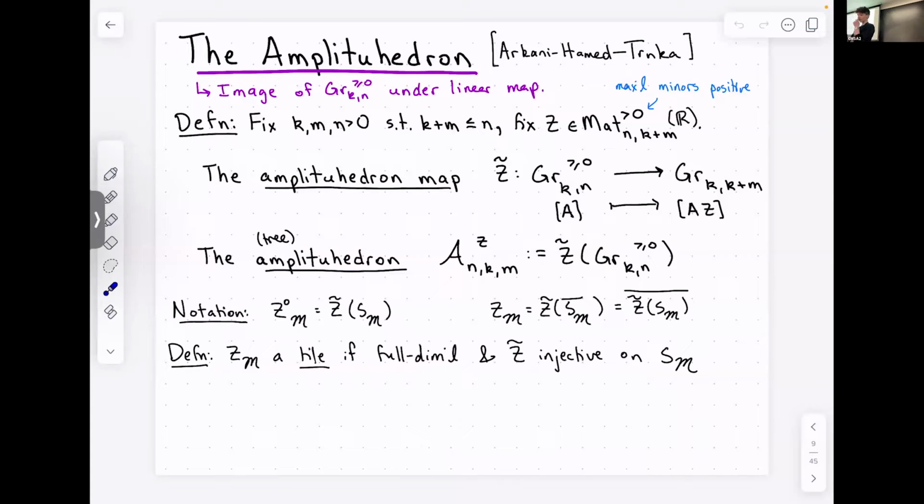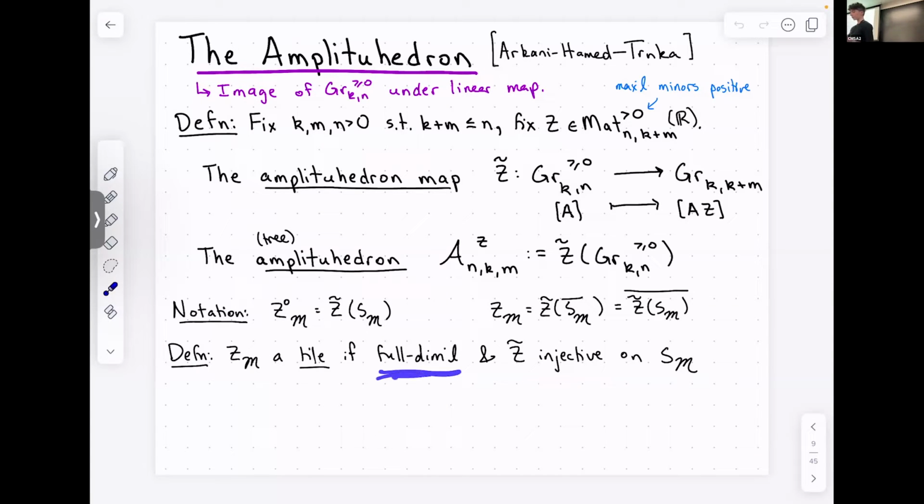To start saying this more precisely, I'm only going to be interested in images of positroid cells. My notation for that is this. Sometimes I'll take their closure, in which case I'll use this notation instead. The pieces I'm going to use in my decomposition are what I call tiles. A positroid cell image is a tile if it's full-dimensional in the amplituhedron, so k times m dimensional, and the Z tilde map is injective on the positroid cell that I'm looking at the image of.